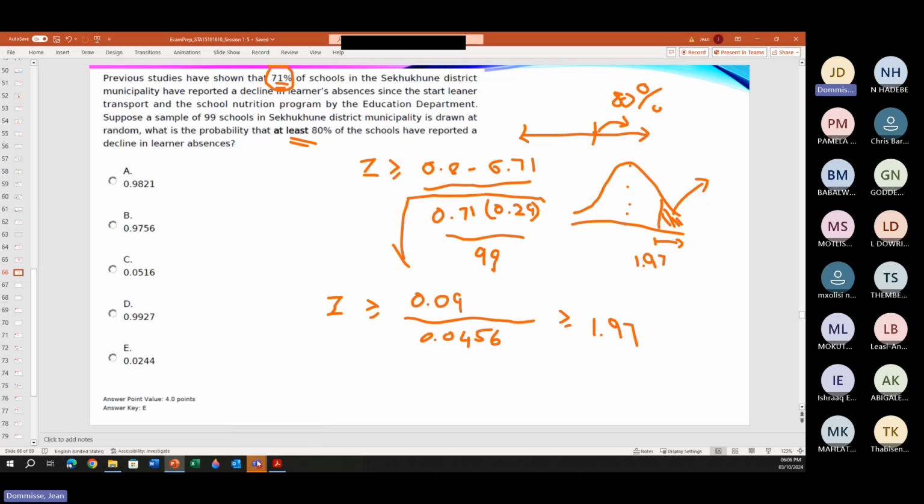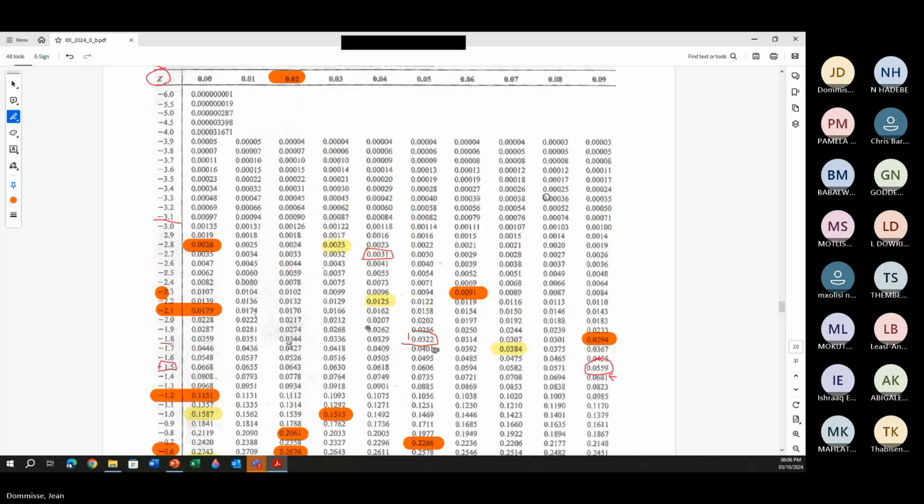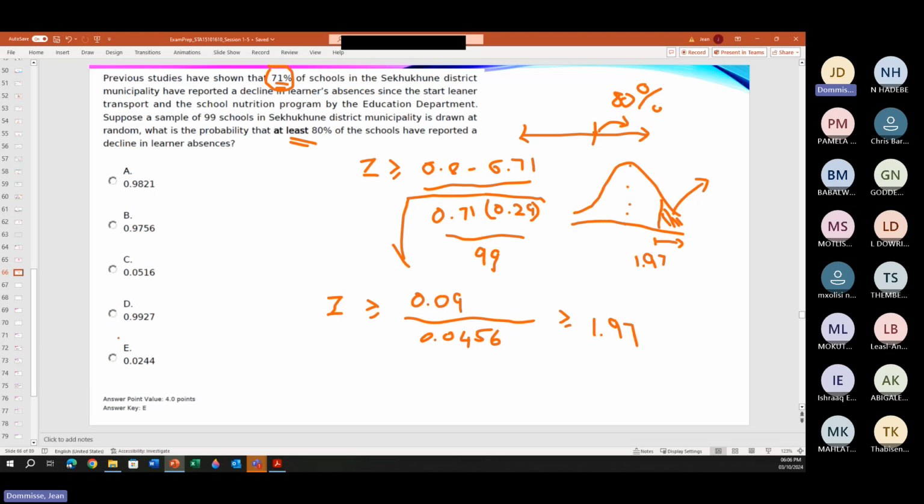Okay, 1,97. So I will go to negative 1,97. Let me just check. So 0,0244. Okay. But yeah, I will check for us if I can get us one where we use the sample proportion, because I think that will also be good just to see the differences.